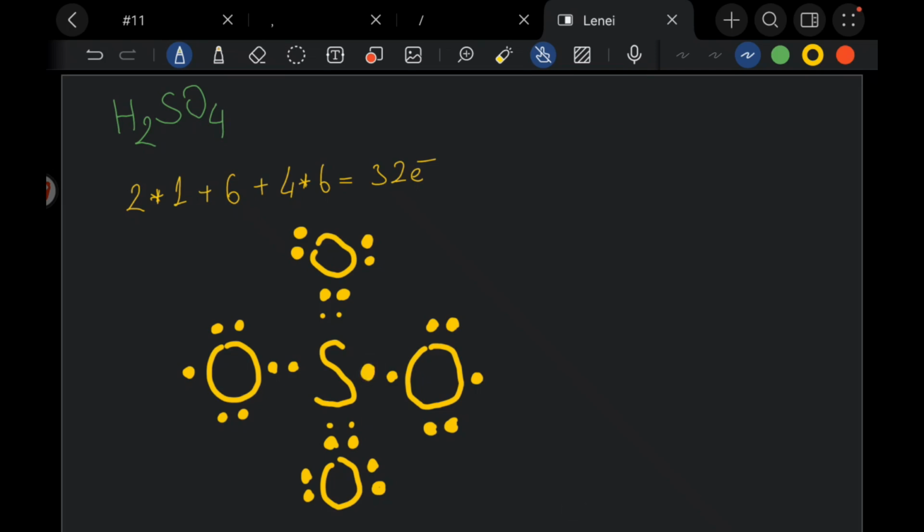And I want to create bonds between them. So each 2 electrons make a bond. So these are bonds actually, right? I want to write in this one. And we have hydrogens, and each hydrogen has 1 electron, and they can make bonds, of course. And this is the Lewis structure of H₂SO₄.